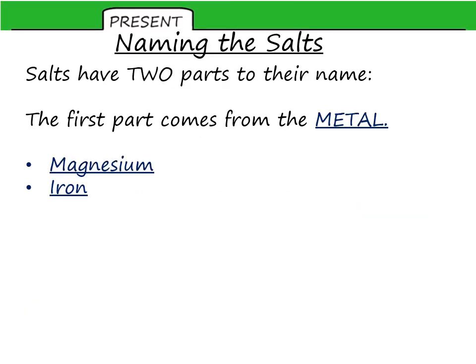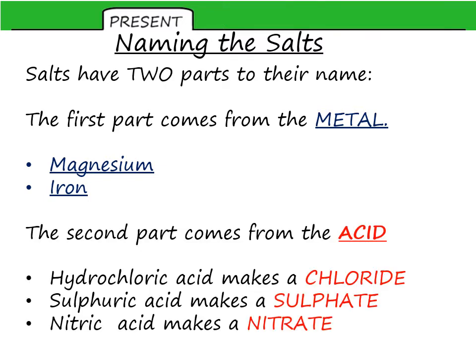We looked at naming salts last lesson and earlier this lesson in the reactions between acids and bases. And it's very similar when naming a salt in the reactions between metals and acids. So there's two parts to the salt name, and the first part comes from the metal. So for example, it could be magnesium or it could be iron, but it's whatever metal was used. The second part comes from the acid, just the same as when we're naming a salt made from an acid and a base. So hydrochloric acid makes a chloride, sulfuric acid makes a sulfate, and nitric acid makes a nitrate.